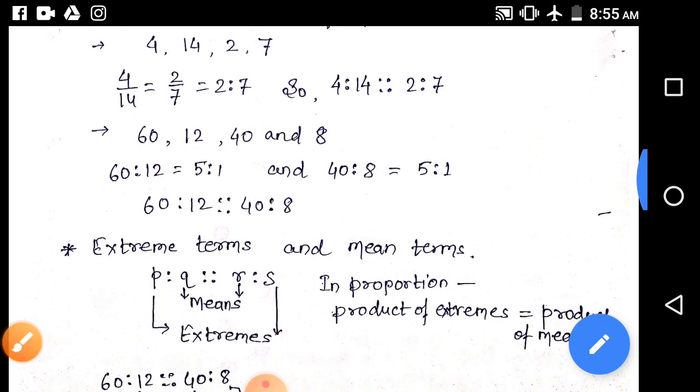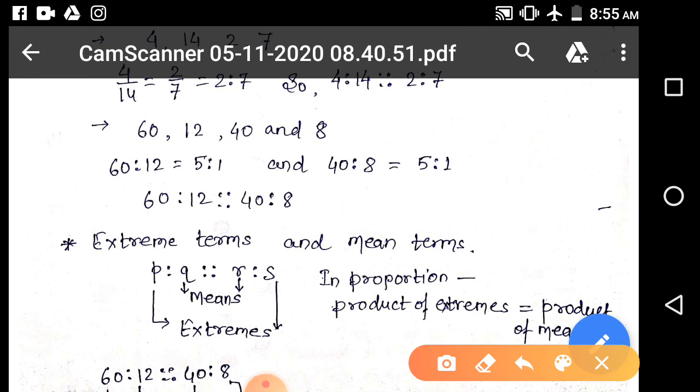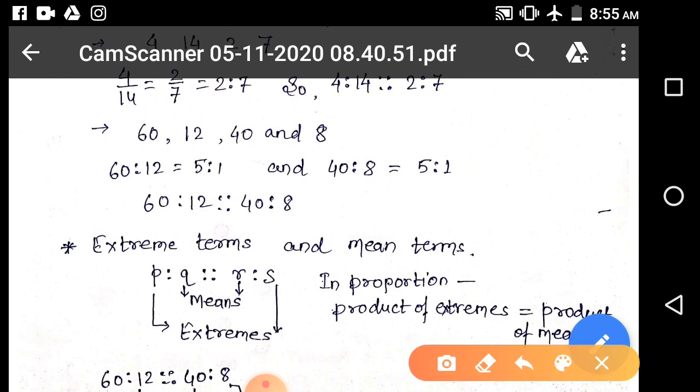Now come to the next point, that is extreme terms and mean terms. See, here we won't take any numbers. Here we just consider P, Q and R, S are in proportion. That means P is to Q is proportional to R is to S. So the extreme terms, that means the terms at the ends, the first and the last terms of the proportion, are called extremes, and those in the middle are called means.